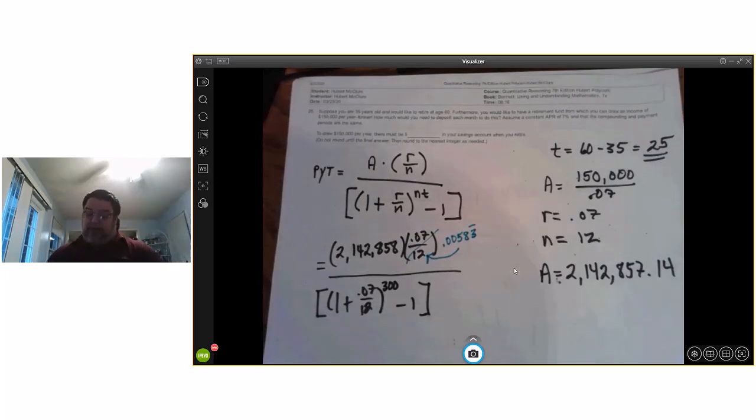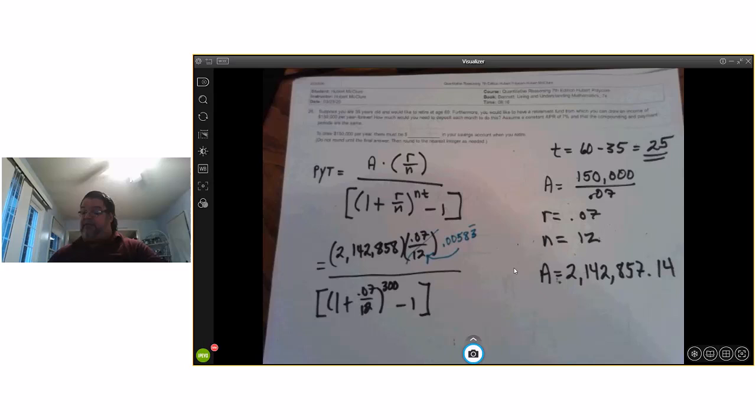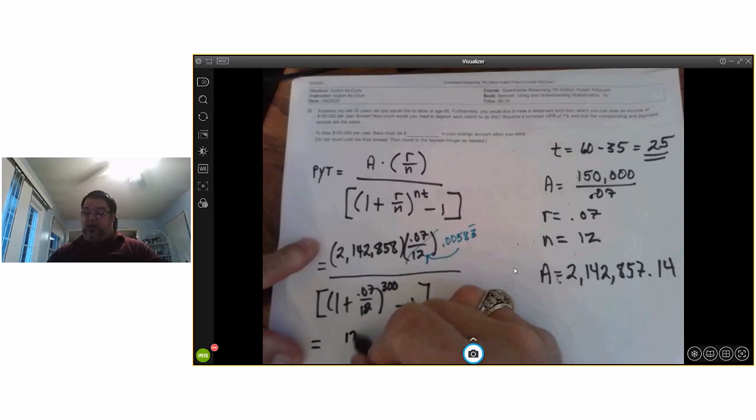So I'm going to take that and I'm going to multiply that by 2,142,858. And for the numerator, I got 12.5. I'm just going to leave it at 12.5. Is that what y'all got? Yes, sir.